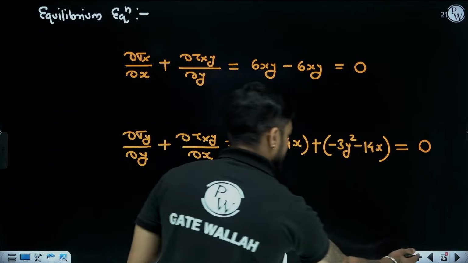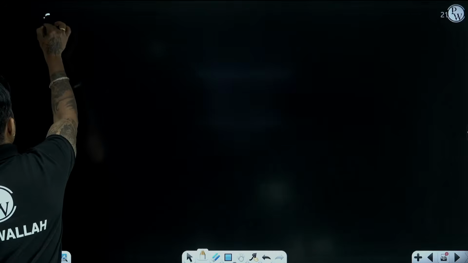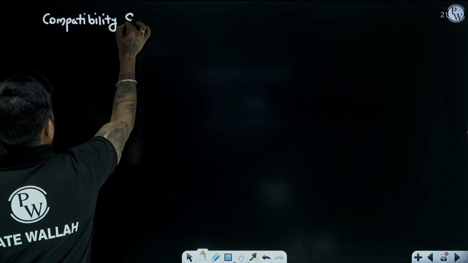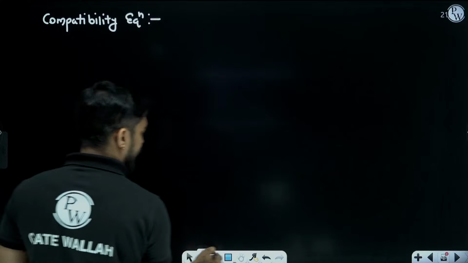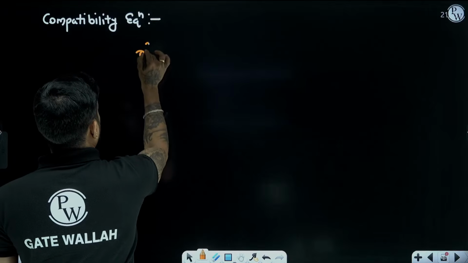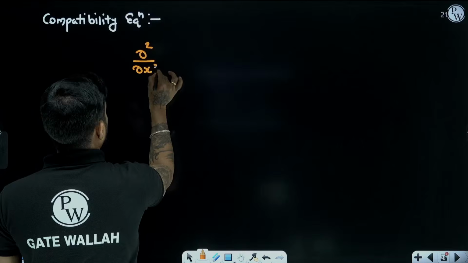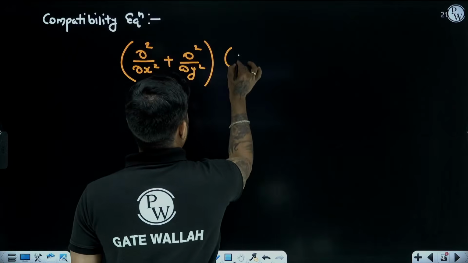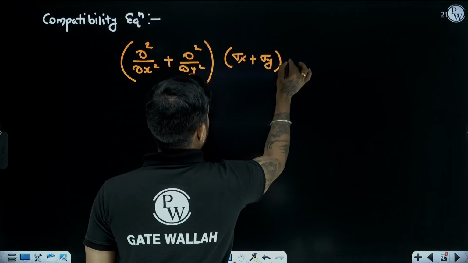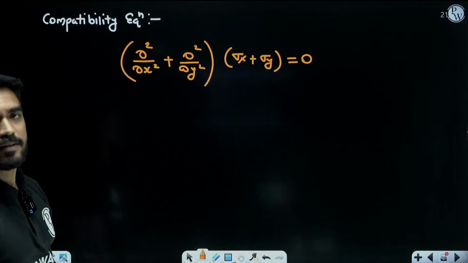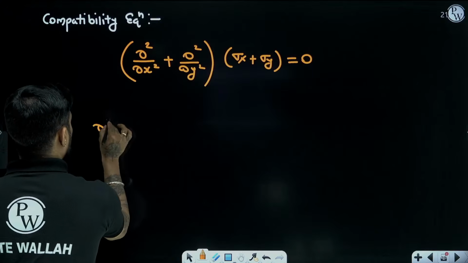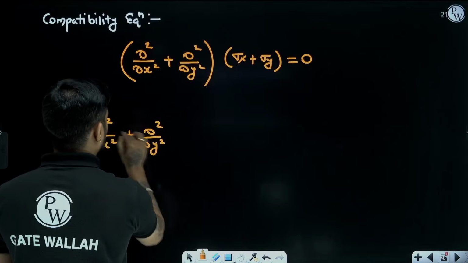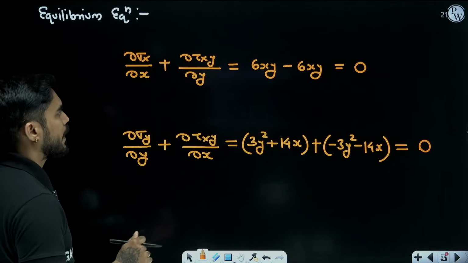Okay. Now let's check the compatibility equation. What is the compatibility equation? Dou square by dou x square plus dou square by dou y square of sigma x plus sigma y equal to 0, right? So dou square by dou x square plus dou square by dou y square, let me put it, sigma x plus sigma y.